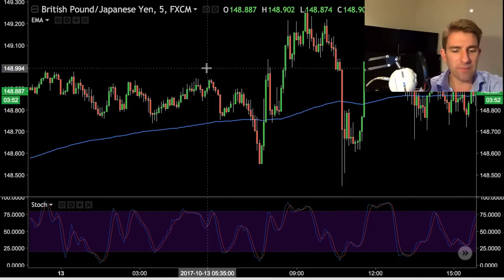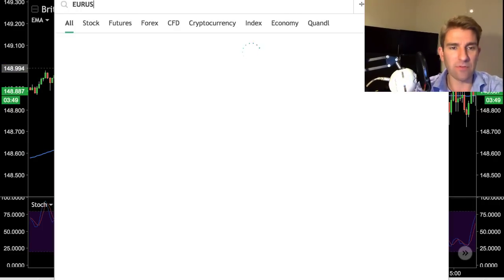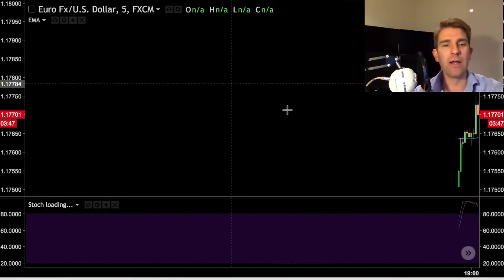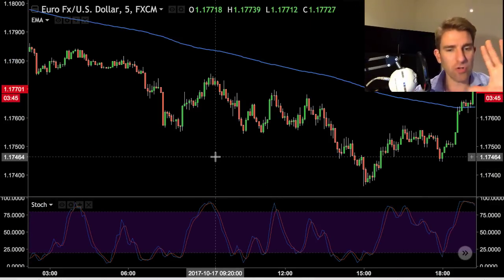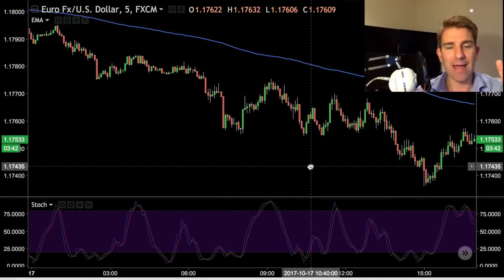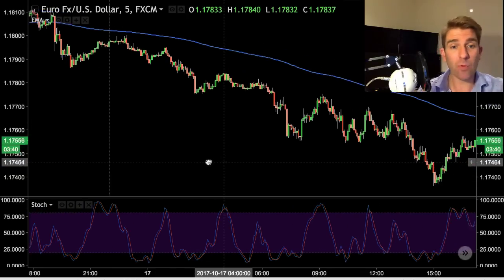Let's flip to something else that is a bit of a crowd favorite, like Euro US dollar. Again, we're on a 5-minute chart, guys, and it's a 200 period EMA. This is not a bad one we've fallen on here.